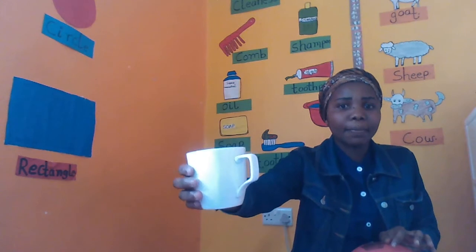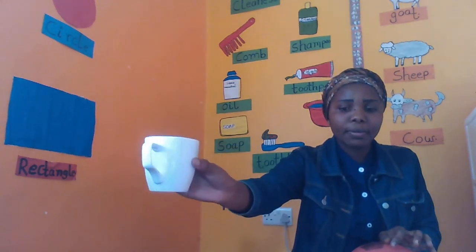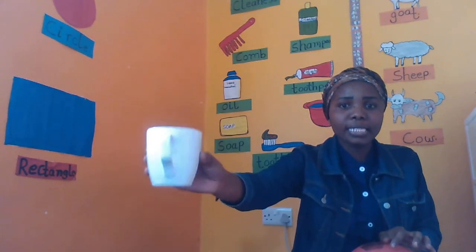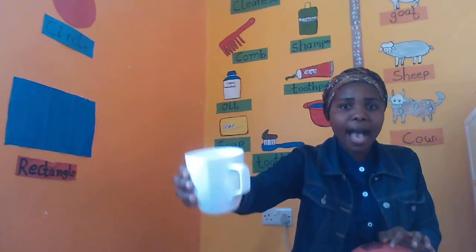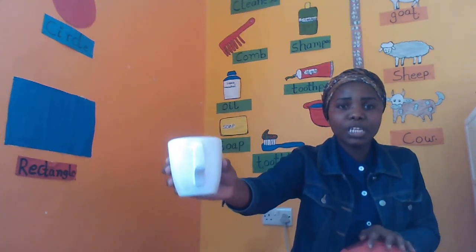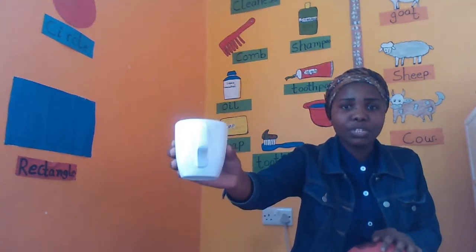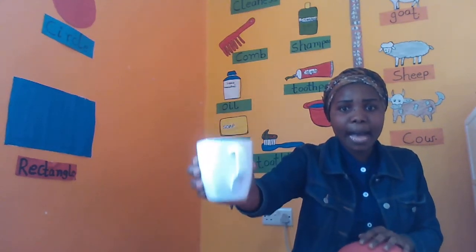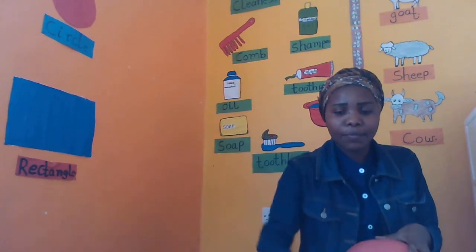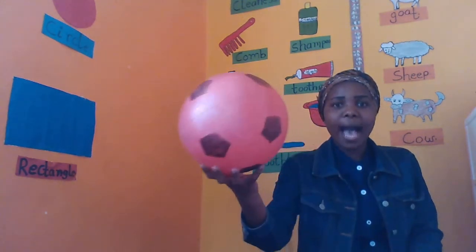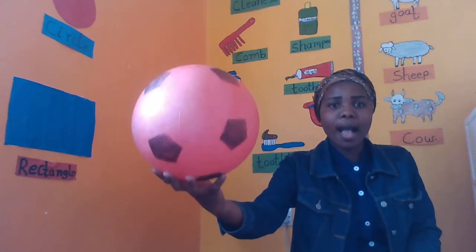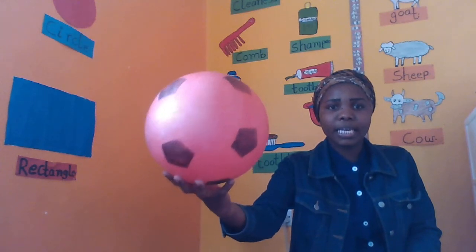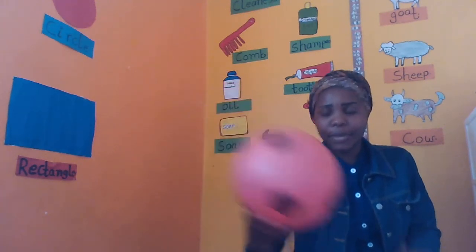Say a cup. Again. Very good. This is a cup. We can use cup to drink tea. We can use cup to drink water. We can use cup to drink porridge. Very good. Again. Kick the ball. Very good.